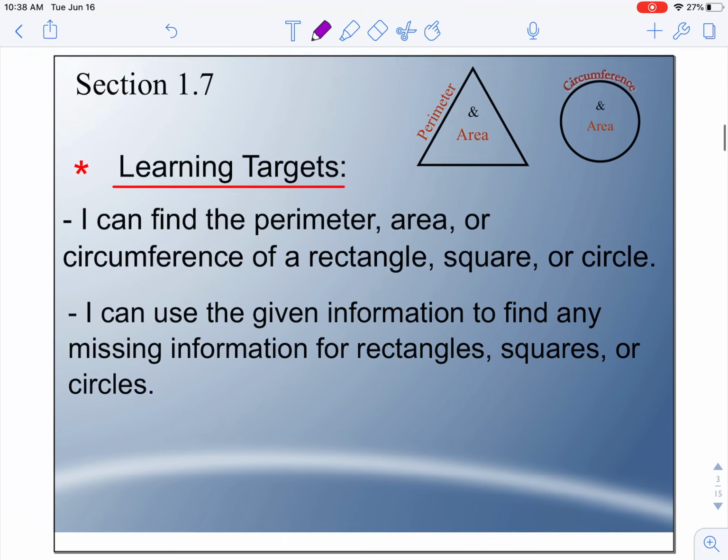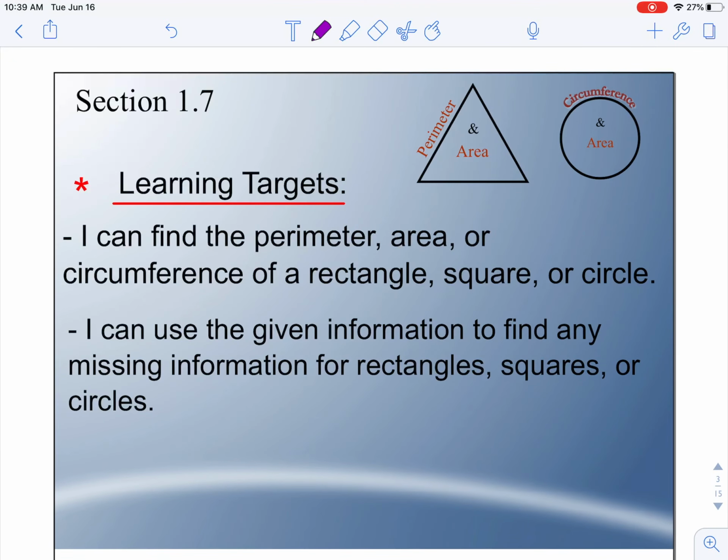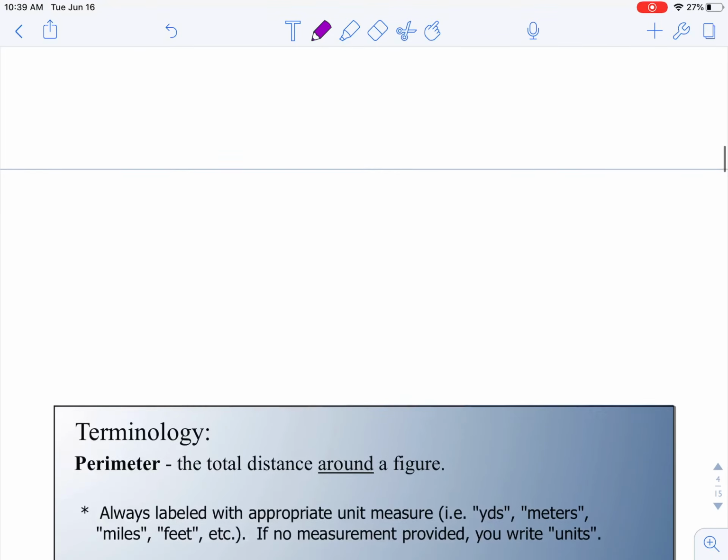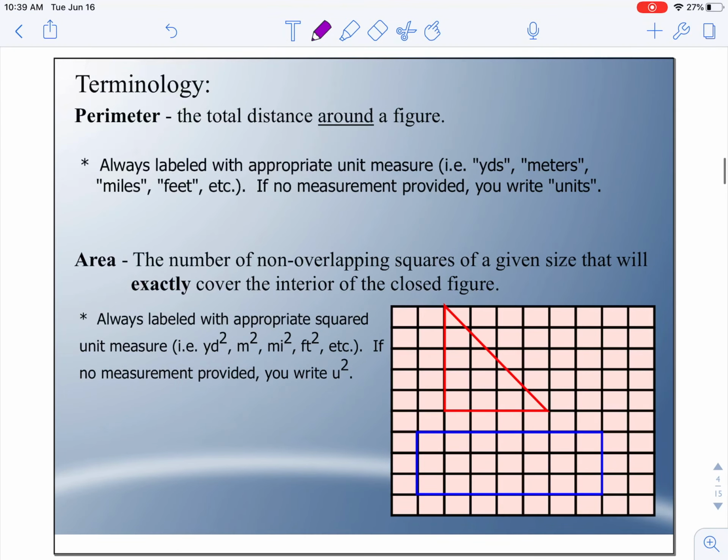So in this section particularly, we're going to work on perimeter and area, circumference, which is really just the perimeter, of rectangles, squares, and circles. And we're also going to use information to find any missing information. Now this should be fairly familiar for you, so I probably will skip around a little bit and then you can just check back on the notes for any additional examples that you might want to review.